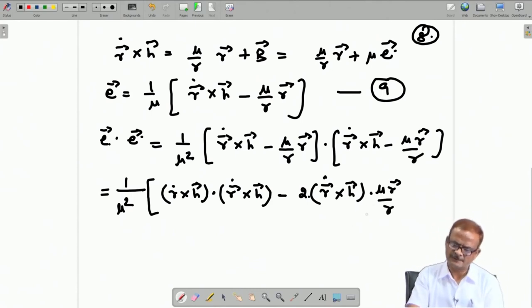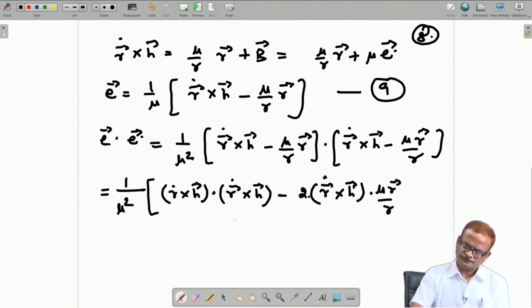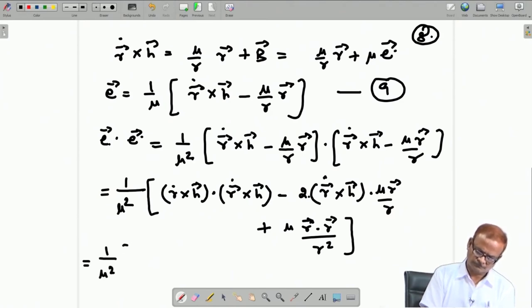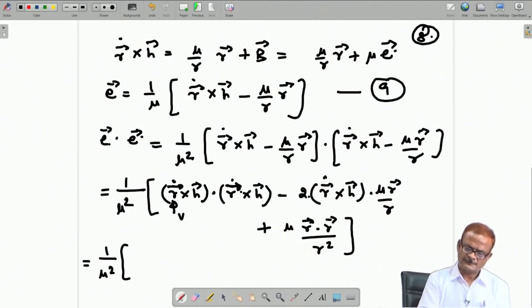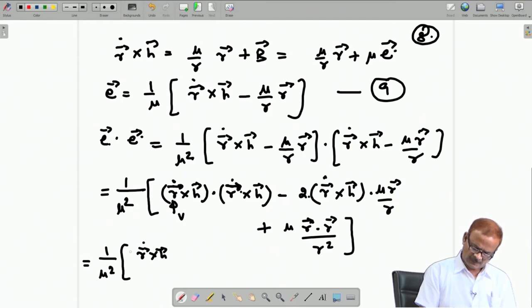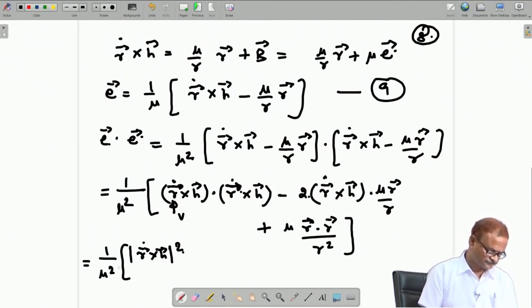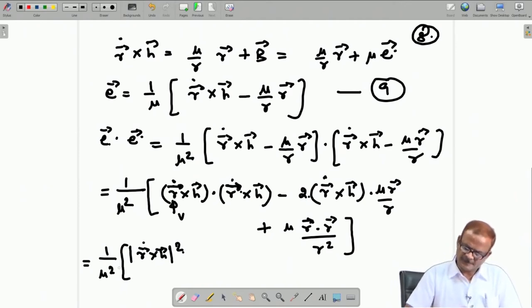Because this is the dot product, we can write it this way. Now, this is V cross, here we are missing one vector. This quantity is nothing but your V cross H. So, we need to work it out. We can simply write this as R dot cross H magnitude square, mu square we have already written outside. We have taken it here in this place, so this is fine.